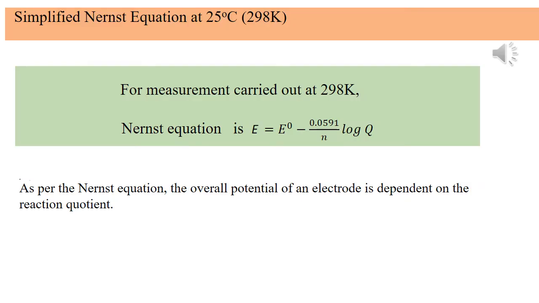We can write the simplified Nernst equation at temperature 298 Kelvin, and the equation is E equal to E0 minus 0.0591 by n log Q. Here we are substituting for F, T and R. As per the Nernst equation, the overall potential of an electrode depends only on the reaction quotient.